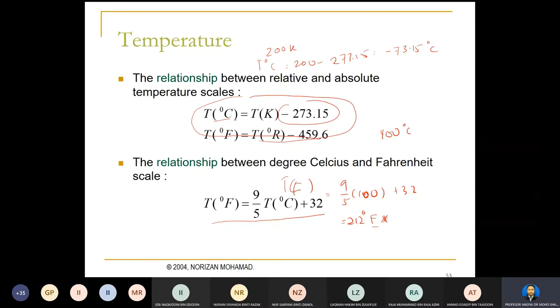You can use it to convert from Celsius to Kelvin or Fahrenheit to Rankine. For example, we have 100 Celsius and we want to convert to Kelvin. We can use this formula, TK equals TC plus 273.15. So the value in Kelvin will be 373.15 Kelvin. So the relationship between the relative and absolute scales is given by this formula, and also this one, Celsius to Fahrenheit.